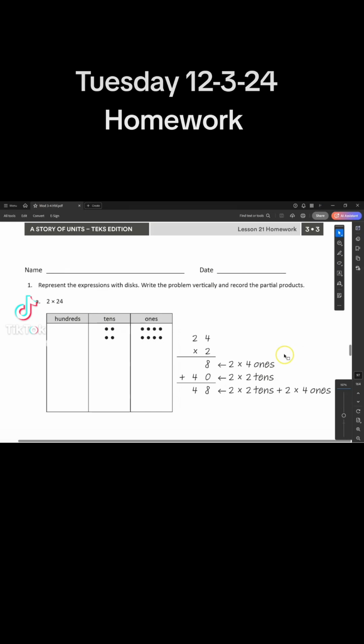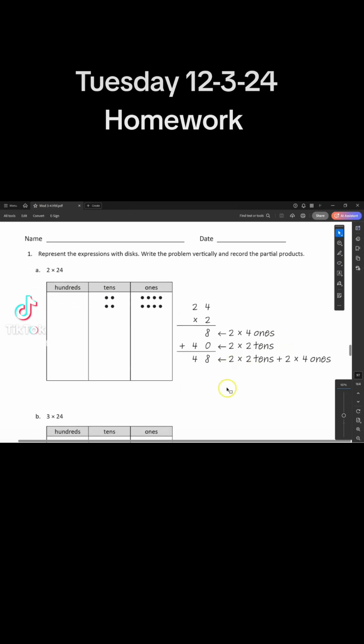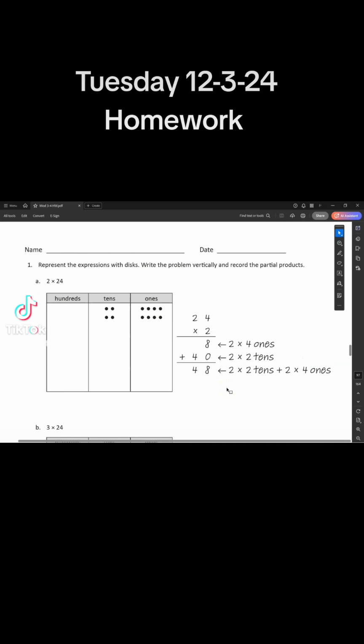Number 1, it says represent the expressions with disks. Write the problem vertically and record the partial products. Okay. So here's how we're doing this. The first thing we're going to do is stack. They stacked it here for you. Now, here you have to decide, are you going to draw it first or are you going to work it first? So I'm going to do the drawing first.